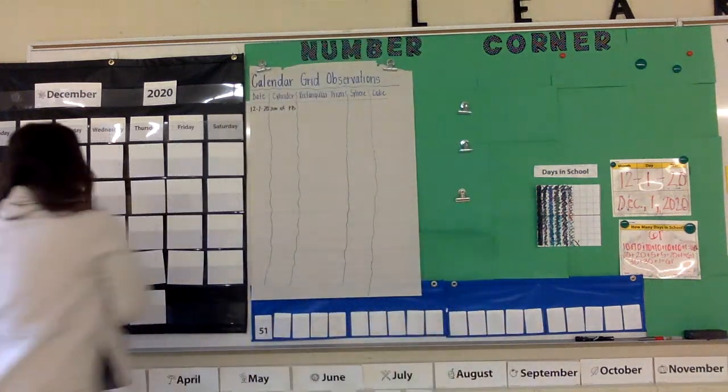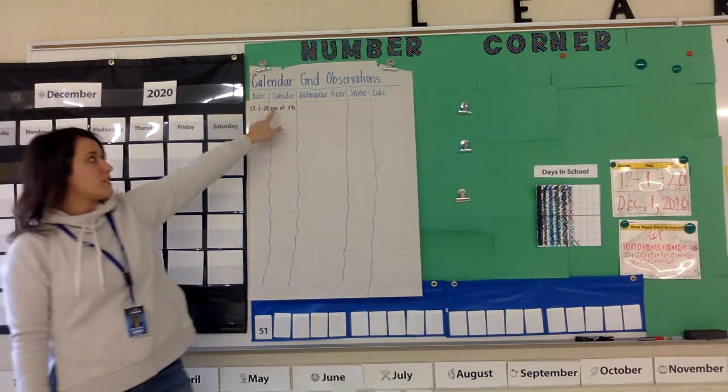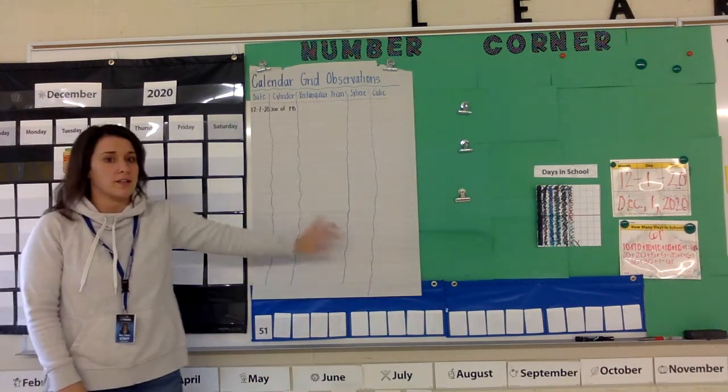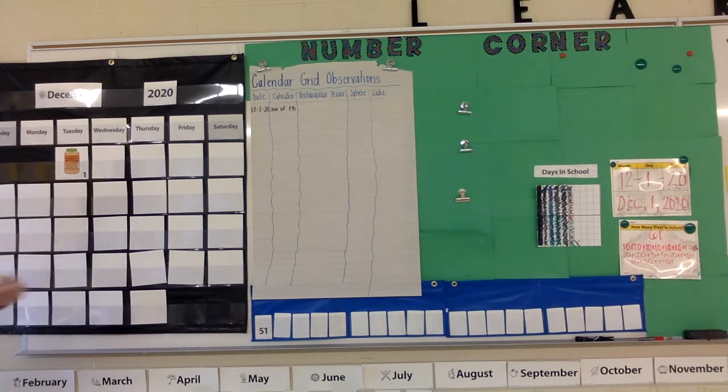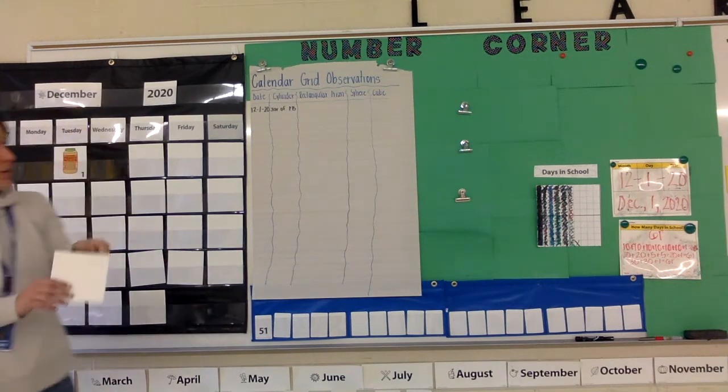So yesterday was Tuesday, and we had a jar of peanut butter, which was a cylinder. So I want you to think about what might come next. Look at our observation grid. See if you can figure that out. What number is going to be underneath there? So today is Wednesday. What number do you think?